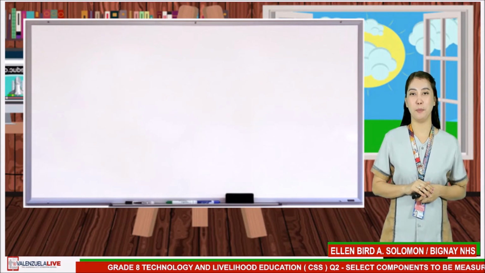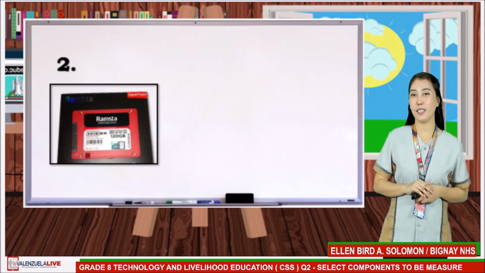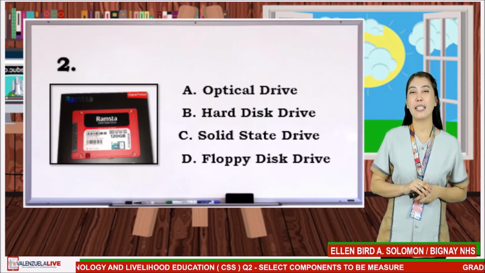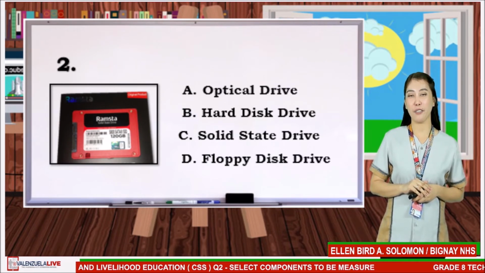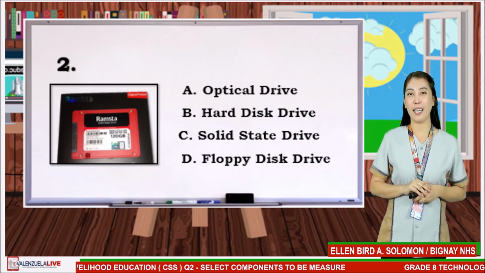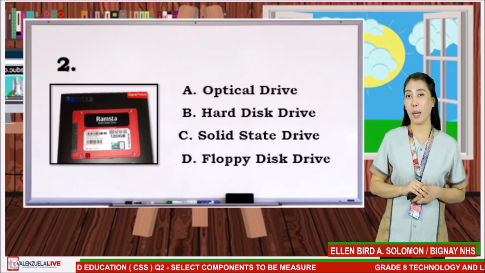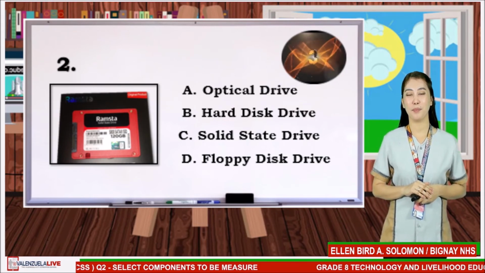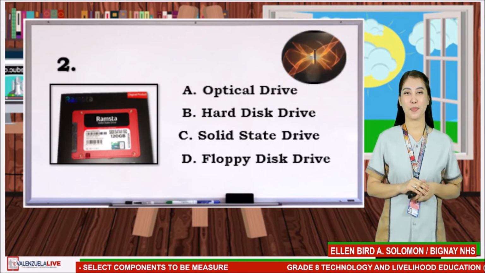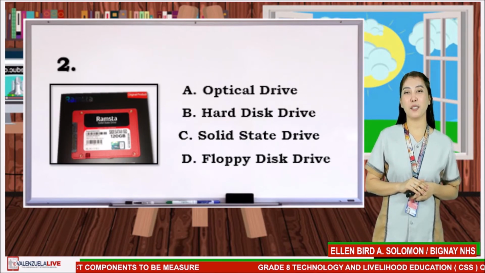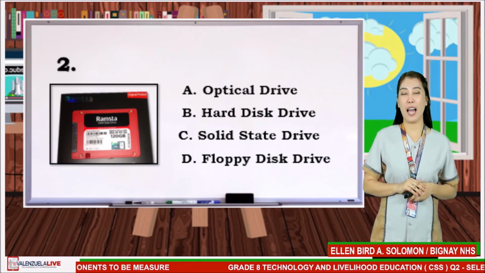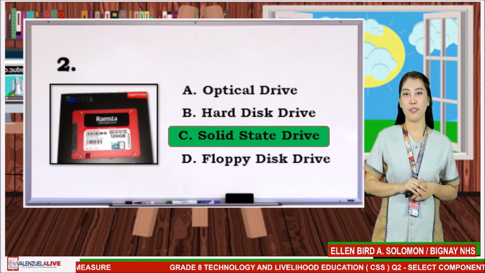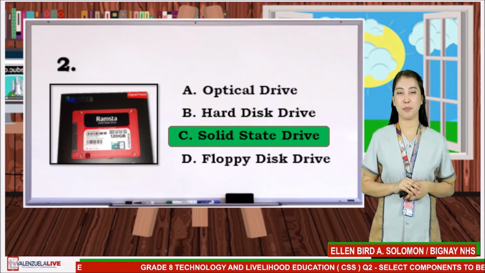Number 2, is it A, optical drive, B, hard disk drive, C, solid state drive, or letter D, floppy disk drive? Your 5 seconds start now. Time is over. If your answer is letter C, solid state drive, then you are correct.